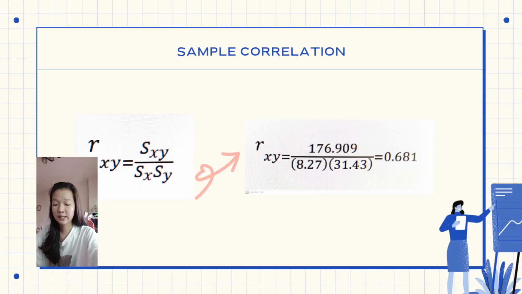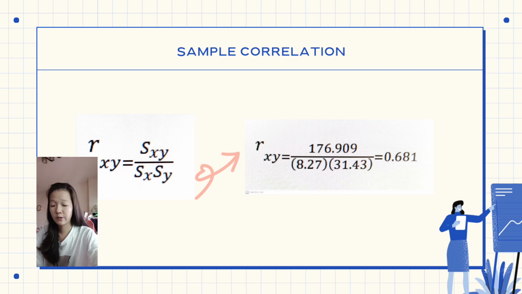Alright, let's go to the next calculation, which is sample correlation. In sample correlation, we need to calculate the R-square value, which represents the proportion of the variance in purchase orders that is predictable from the variance in traffic. The formula for the sample correlation is in the first column. The second column is the calculation, which is 176.909 divided by 8.72 multiplied by 31.43, equal to 0.681. So the final answer is also a positive value. It is a positive relationship.